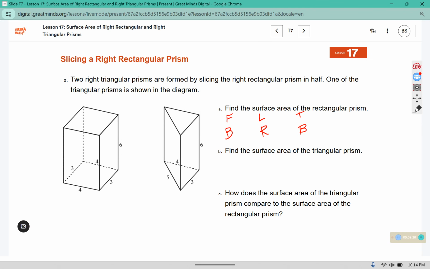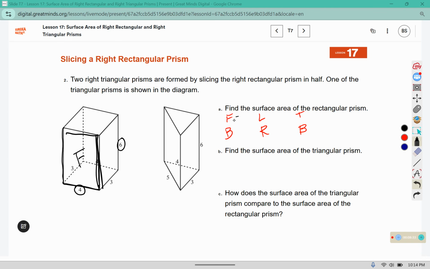The front, the dimensions are 4 across, and this one is 6 tall. So 4 times 6 is 24. The back is also 4 wide and 6 tall.